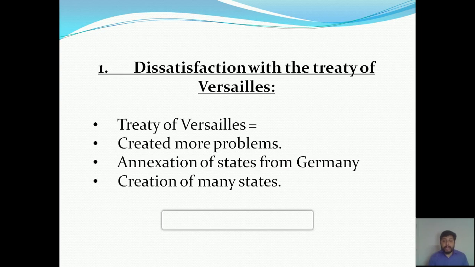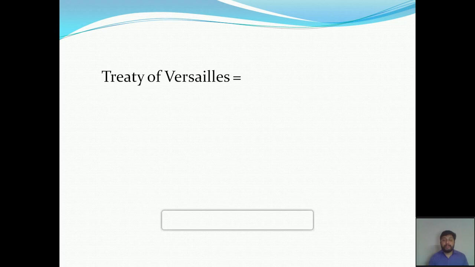Creation of many states. Annexation of states from Germany means that Germany had a number of colonies. All those colonies were separated from Germany, and it led to the creation of a number of states. So Germany felt it was an insult to her, and it led to a new awakening in the country, a very strong love towards the nation, and it led to the beginning of the Second World War.